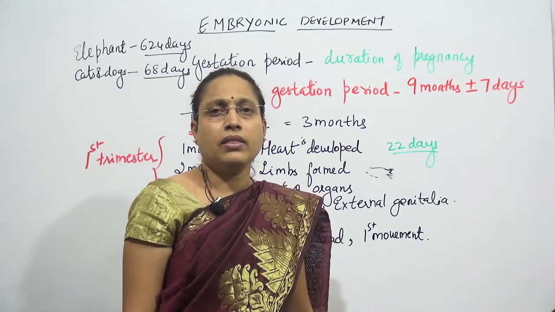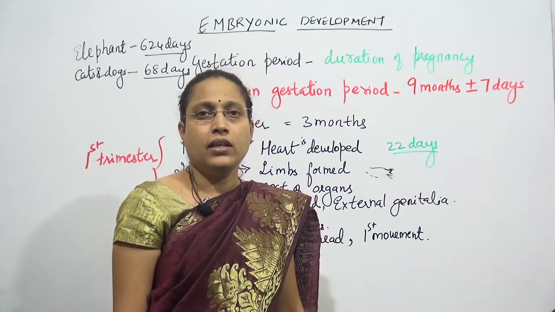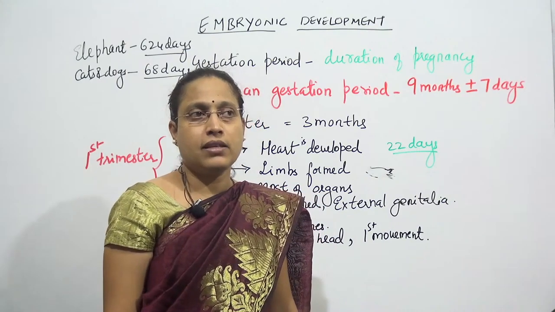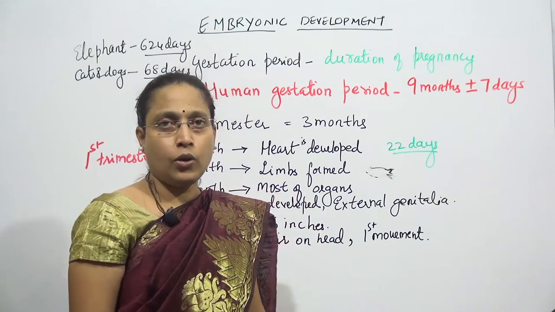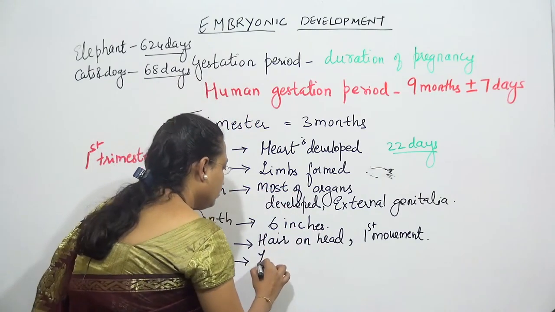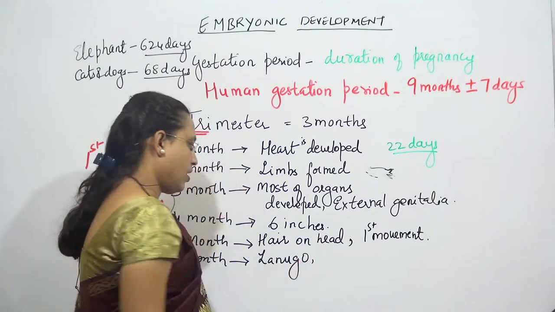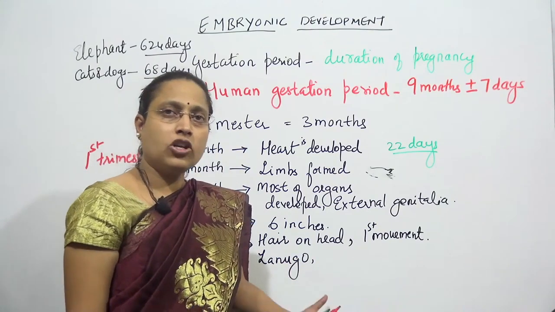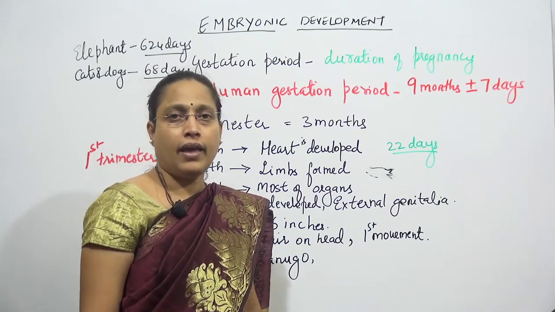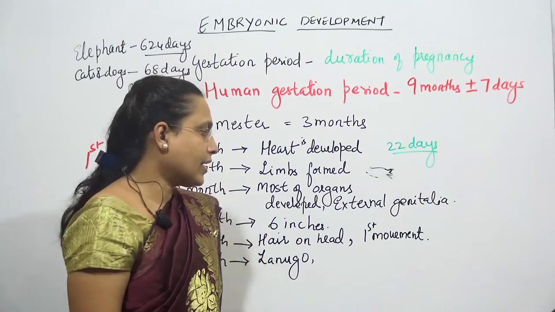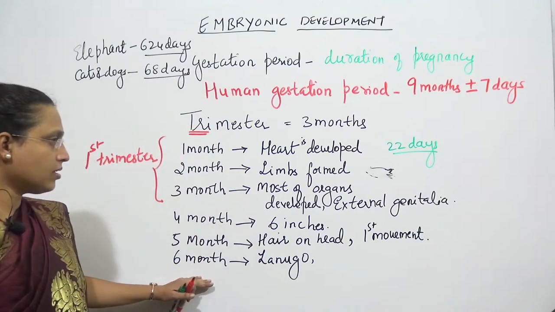In the 6th month, very fine hair will start appearing throughout the body of the fetus, and that is called lanugo. Lanugo are, as I already told, very fine hair, and it appears throughout the body in the 6th month.